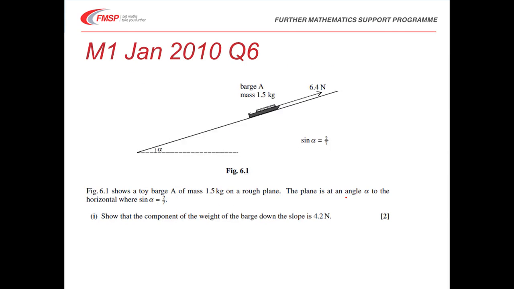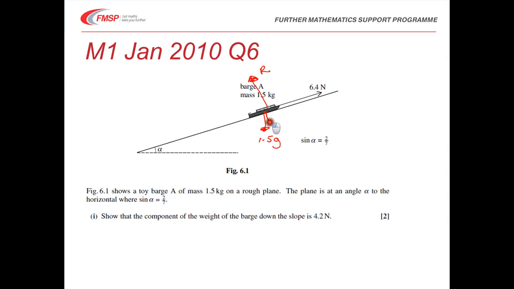So let's have a look at part 1. We've got a toy barge of mass 1.5 kilograms on a rough plane. So we know that there's going to be some friction involved. The plane's at an angle alpha to the horizontal. They've told us the value of sine alpha. Show the component of the weight of the barge down the slope is 4.2.